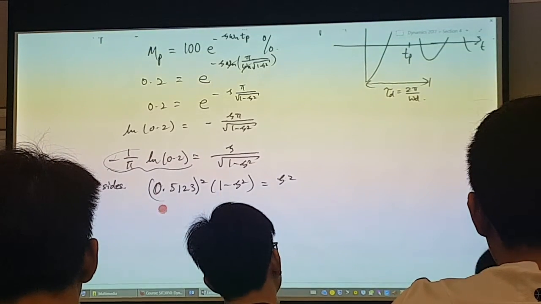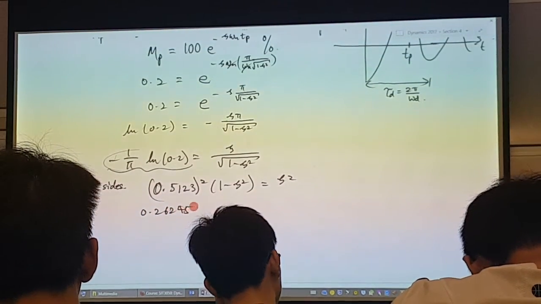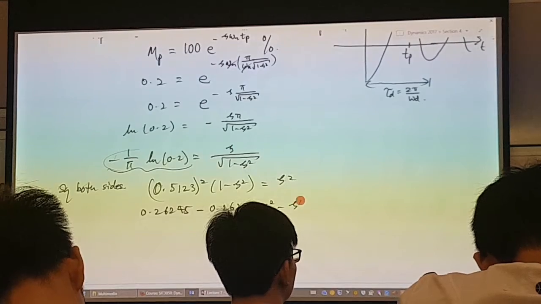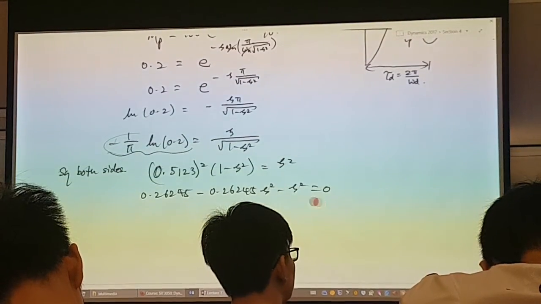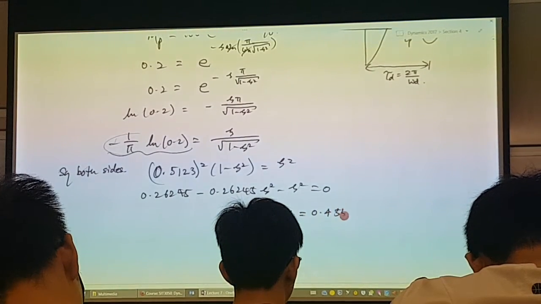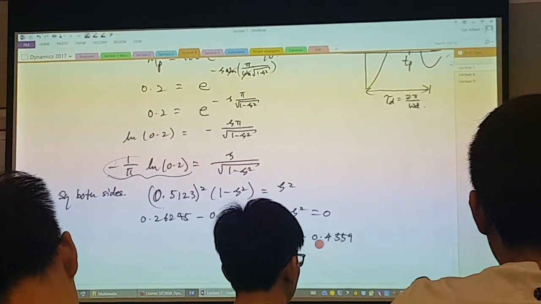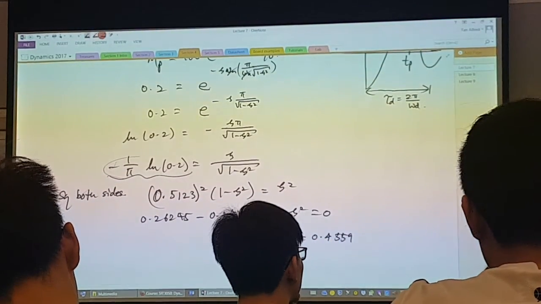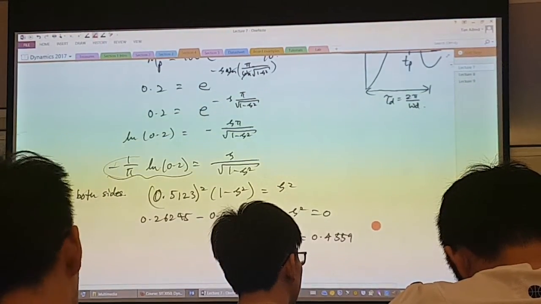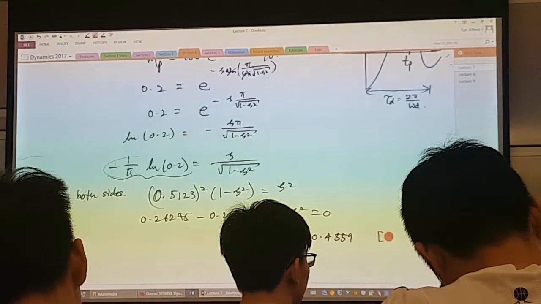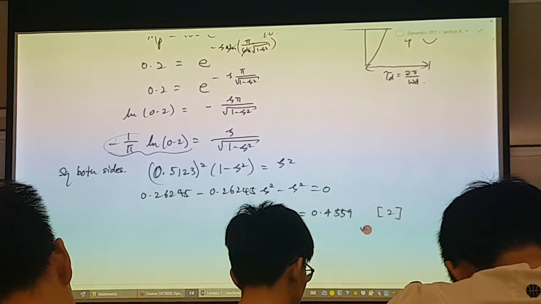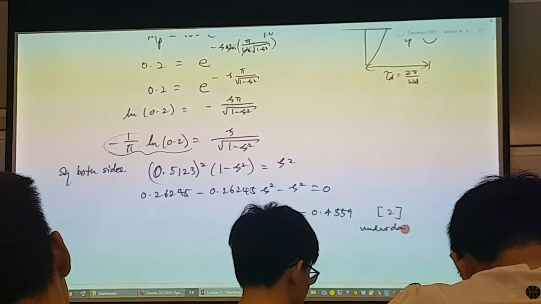So let's expand it out. This is 0.26245. 0.26245 zeta squared minus zeta squared equals 0. So solve for it. You'll find that there's only one value, 0.4559. Zeta, there's 0.4559. What does that tell you? This system is less than 1, zeta less than 1, so it's an underdamped system. So he didn't ask you that. Great that you know. It's an underdamped system.